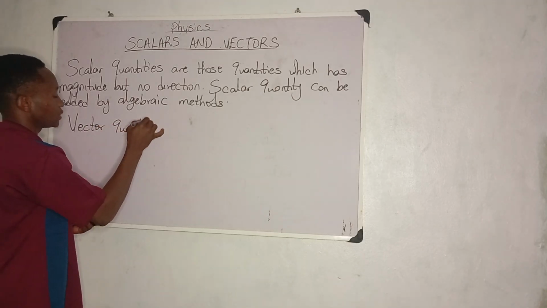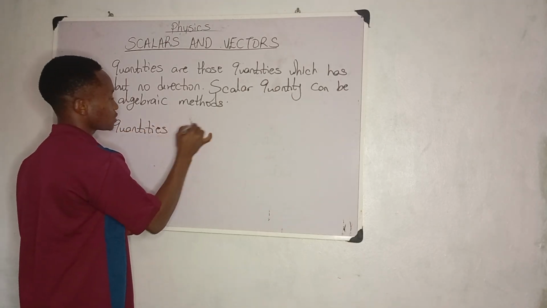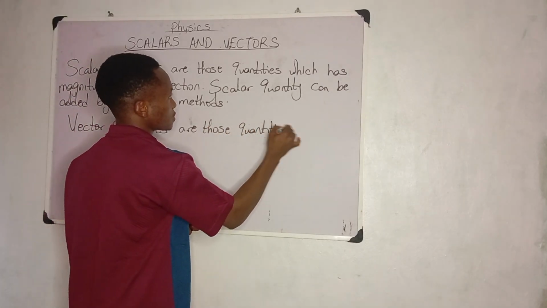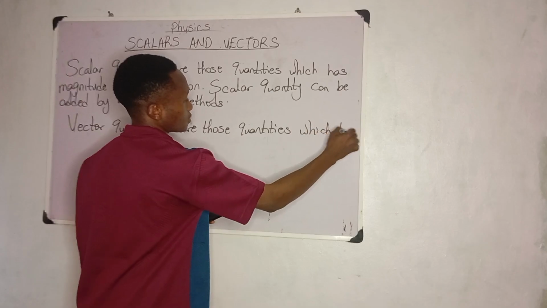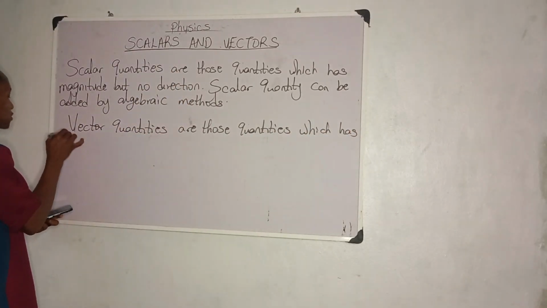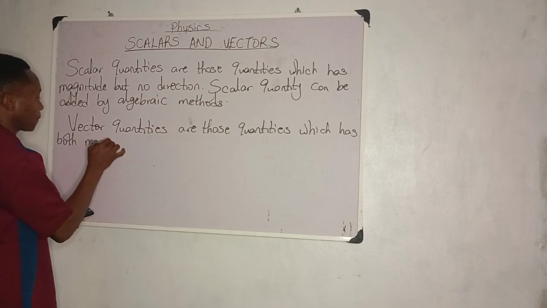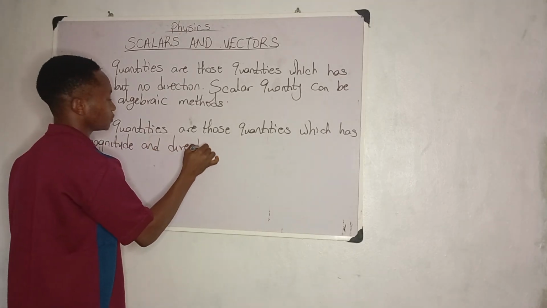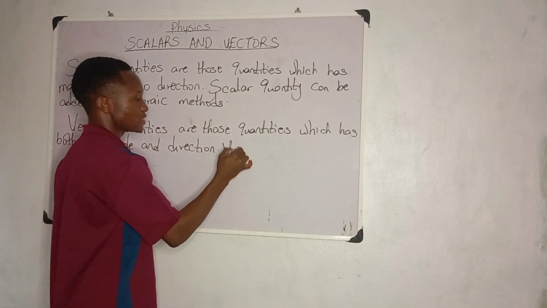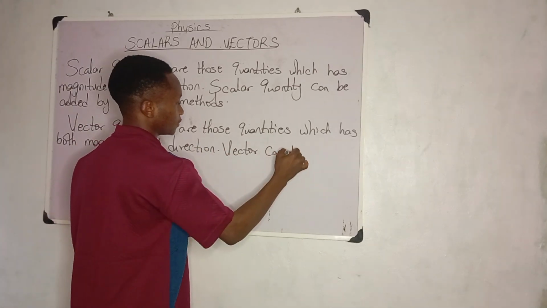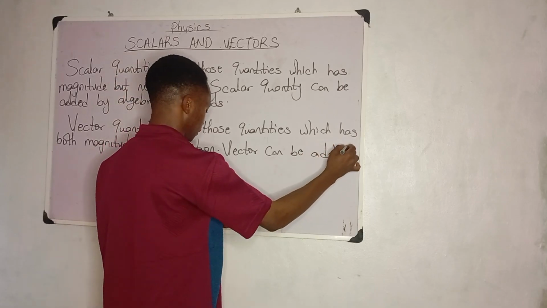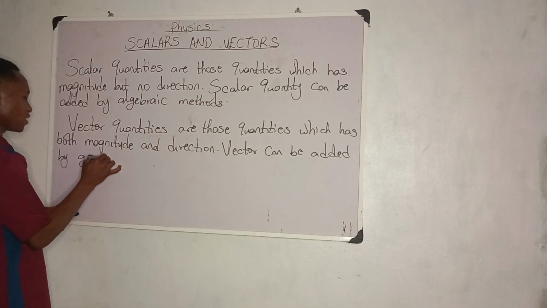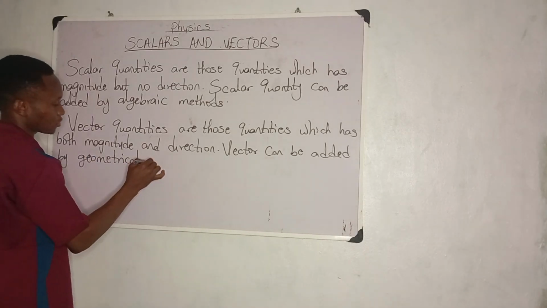Now vector quantities are those quantities which has both magnitude and direction. Now vector quantity again can be added by geometrical methods.